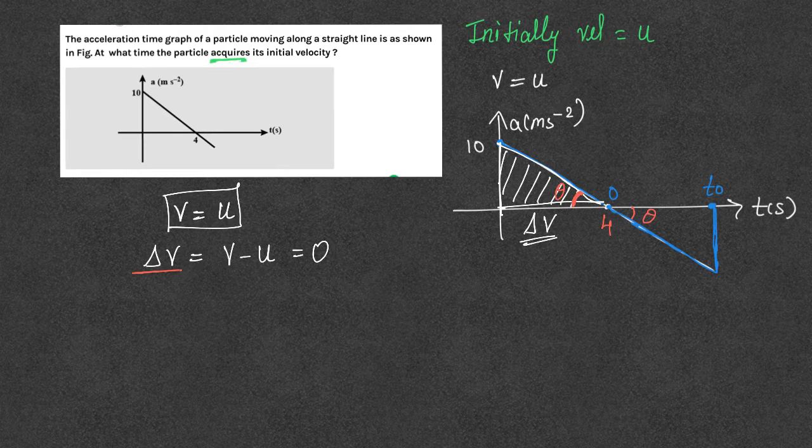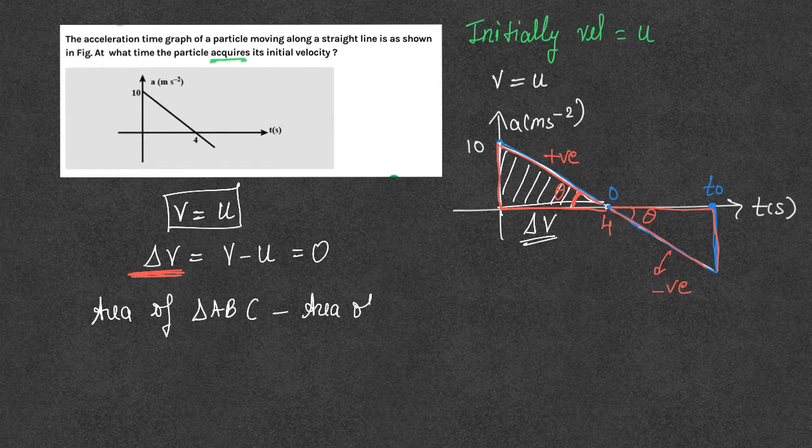So in order for the area, that is delta v, to become 0, the area of this triangle should be equal to this area. Whatever is above the x-axis, that is the time axis, is positive, and whatever comes below the t-axis is taken as negative. So this area will be negative and this area will be positive. So let us write this as area of triangle ABC minus area of triangle CDE.